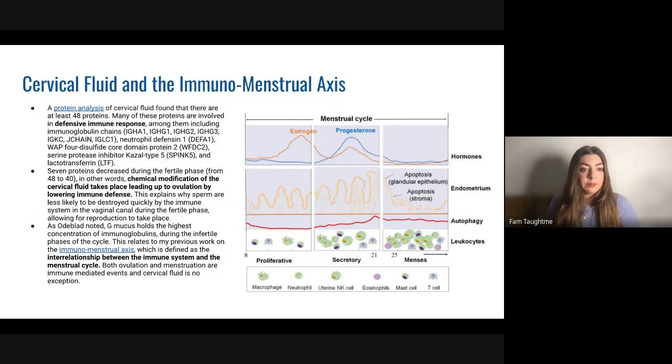I also found a study about how the cervical fluid has really important proteins in it for defensive immune response. So those immune response proteins, some of them disappear during the fertile window, again, having to do with the letdown of the immune defense during the fertile window when the sperm would be collected at that time. And this has to do with the close relationship between the immune system and the menstrual cycle called the immunomenstrual axis.